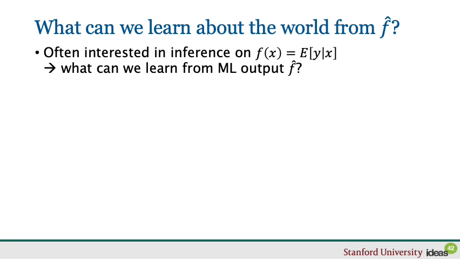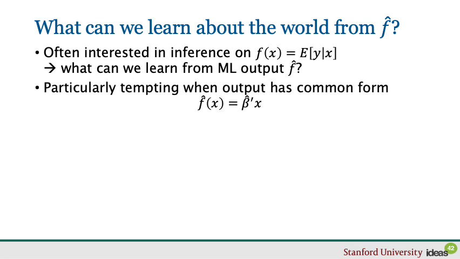Often we may be interested in using a function that we have fitted to the relationship of y to x to make inference on the conditional expectation of y given x. So to make inference on basically the optimal true relationship between the outcome y and the covariate x in this regression sense. That may be particularly tempting to do when the output has a very common form. For example, when the output, as is the case in regularized linear regression like lasso or ridge, actually itself has the form of a linear regression.